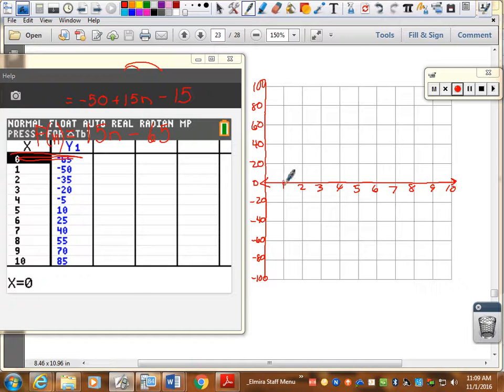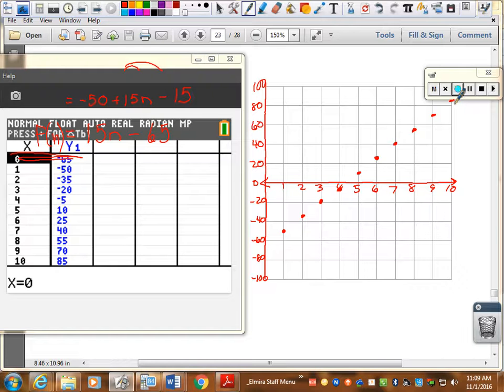Okay, so 1 and negative 50. 2 and negative 35. 3 and negative 20. 4 and negative 5. 5 and positive 10. 6 and 25. 7 and 40. 8 and 55. 9 and 70. 10 and 85. Again, don't connect the dots.